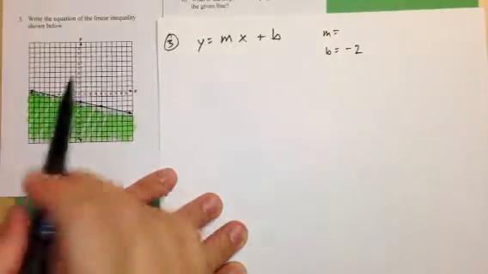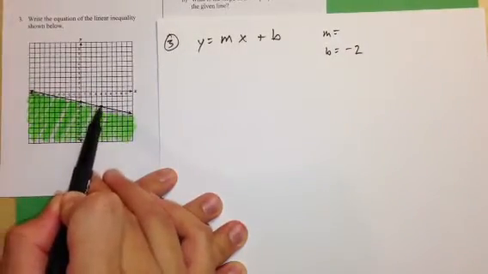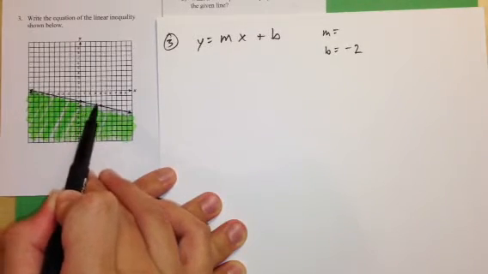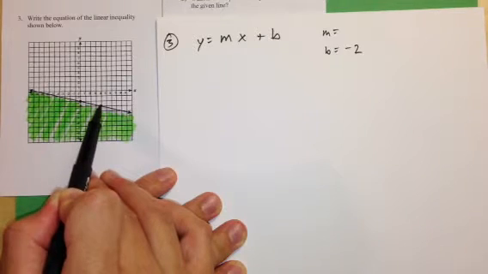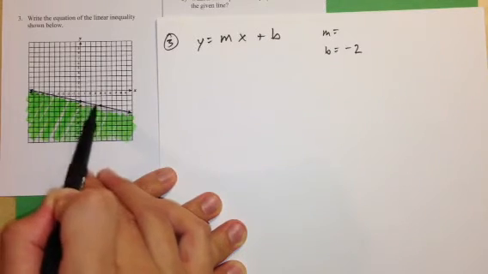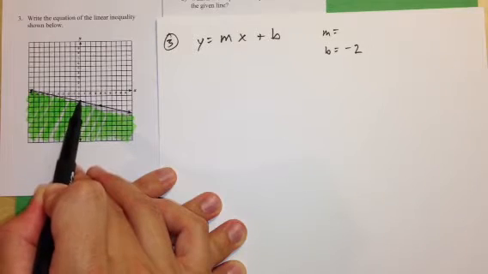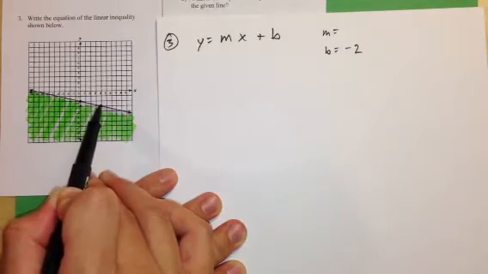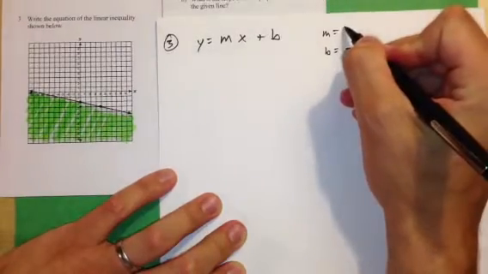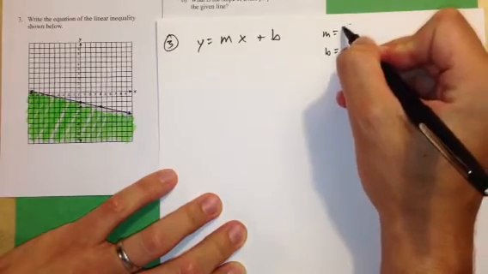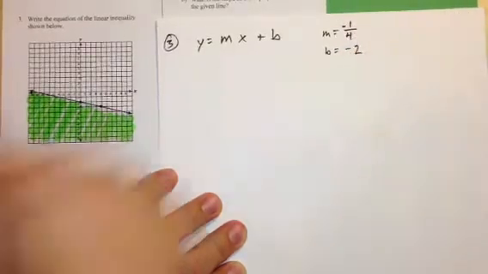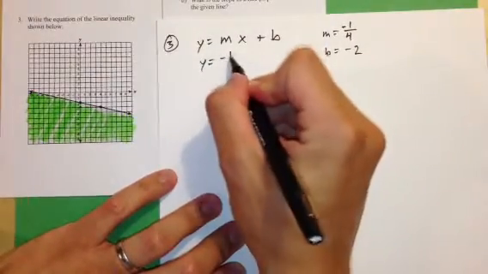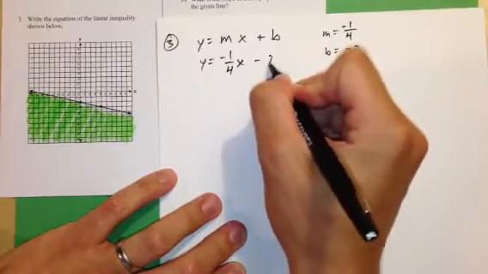So b is -2, and for the slope, if I pick 2 points on the line, this point right here is (0, -2), the y-intercept, and this point right here looks like (4, -3). How do I get from there to there? What's the ratio in the change in y? It's -1, so we go down 1 for every 4 that we go in the positive direction for x. So the slope is -1/4. My equation of that line is y equals -1/4 x minus 2.